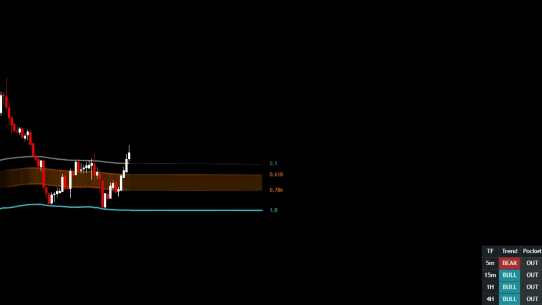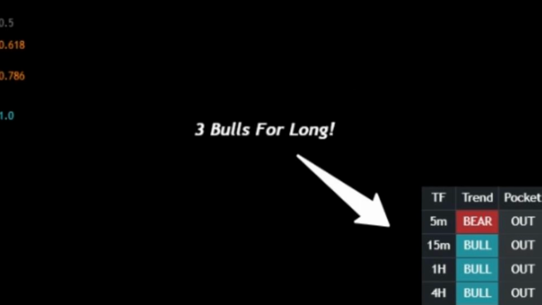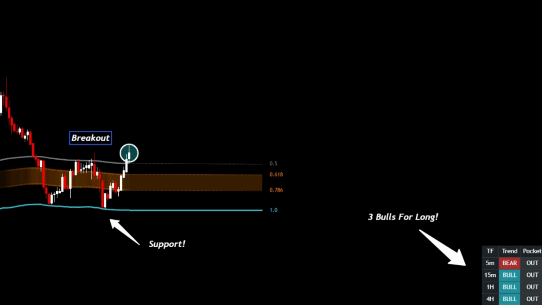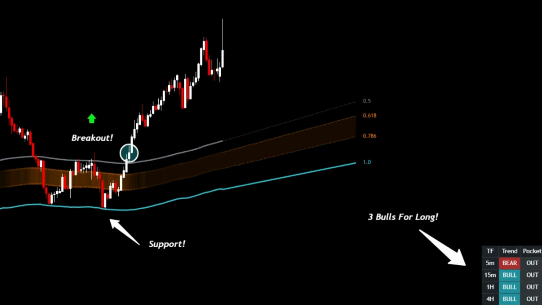In this example, you can see price finding support within the pocket zone. That is the first clue that the existing uptrend may still be intact. If we look at the multi-timeframe dashboard, we can see 3 bullish signals. Having multiple timeframes aligned in the same direction can add context to the overall market structure, especially when one of those signals comes from a higher timeframe, such as the 4-hour chart. Then when price breaks above the zone, some traders may view that as a potential entry trigger, depending on their trading plan and confirmation criteria.